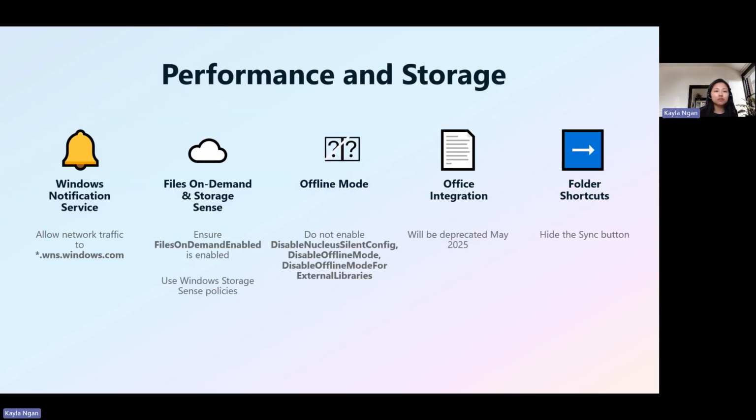All right. And so to recap, allow network traffic for WNS, and ensure that the Files on Demand policy is enabled. Also, we encourage you to look at the Windows Storage Sense policies. Offline mode, these policies are on these ones here, do not enable them. Basically, this feature is on by default. Office integration, don't worry about it. It will be deprecated in the coming months. And then for folder shortcuts, we do encourage you to at least use folder shortcuts if you cannot hide the sync button.